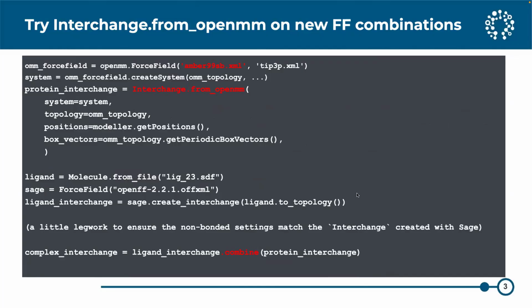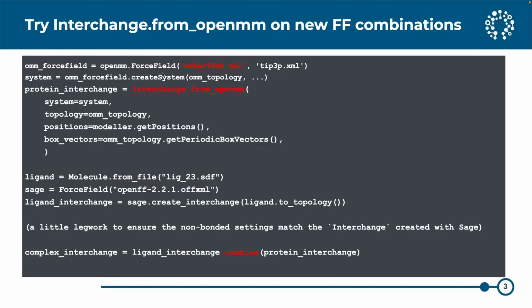I've mentioned this a few times before, but I did want to highlight this new functionality called Interchange.from_openmm. It's no longer experimental for the most part. It's got pretty good guardrails to let you know if you're doing something dangerous or if something's ambiguous. And so I had just put together a quick example of using it to make a protein-ligand system using the Amber ff99SB force field instead of our standard ff14SB using our port.